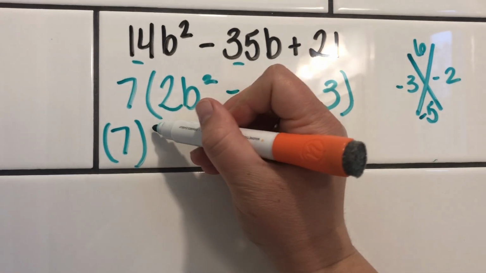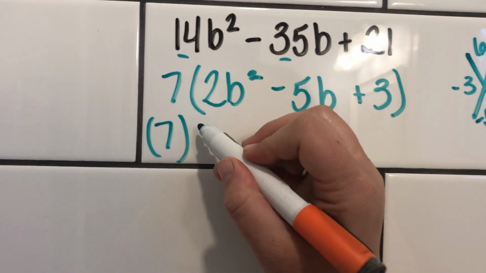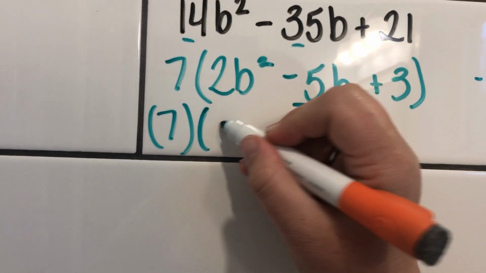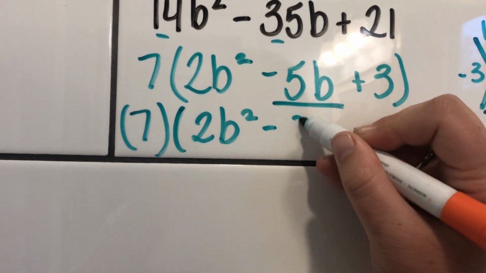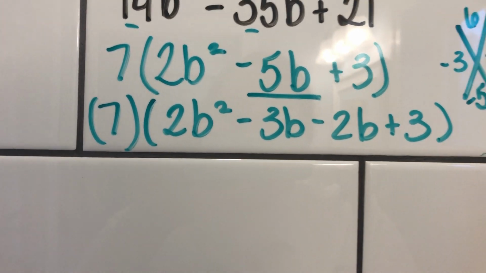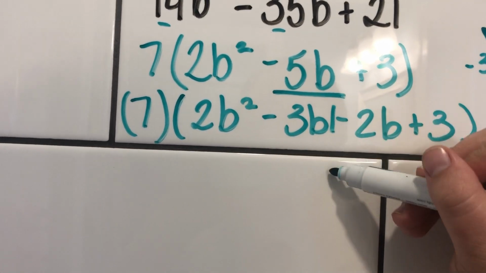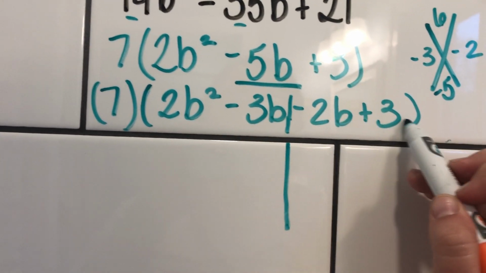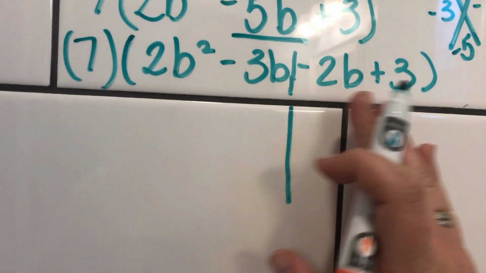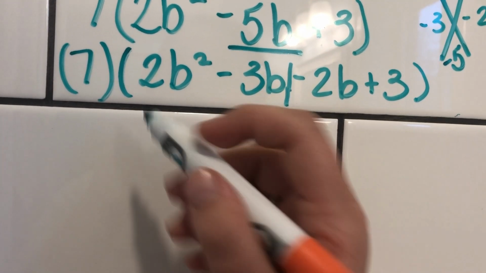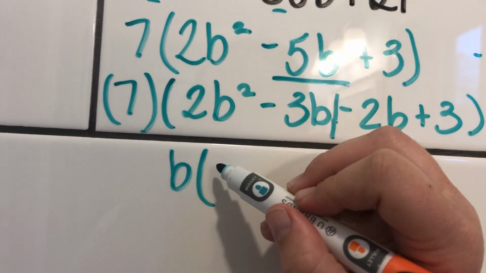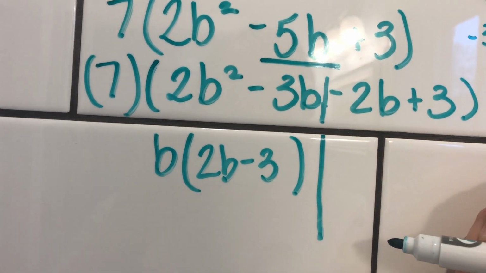Now I'm going to keep my 7 out front. I'm just going to put it in parentheses so I don't forget about it. And I'm going to rewrite this trinomial using the split method to rewrite that negative 5b. So I have 2b squared minus 3b minus 2b plus 3. So you guys have seen this before. I'm going to split right down the middle when I have 4 terms. And I'm going to pull out what I can for a GCF on each side of that split. On the left-hand side, I'm able to just pull out a b. When I pull out b, I'm left with 2b minus 3 on the inside.